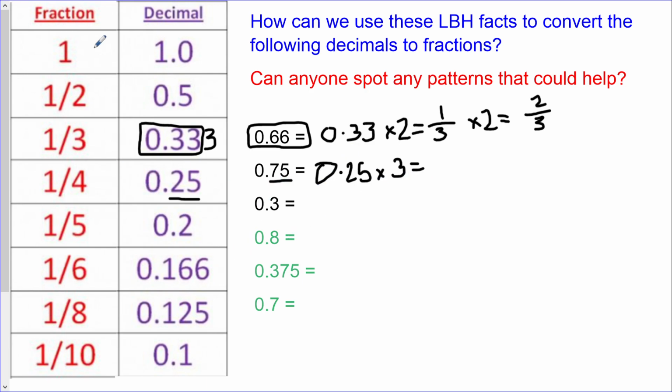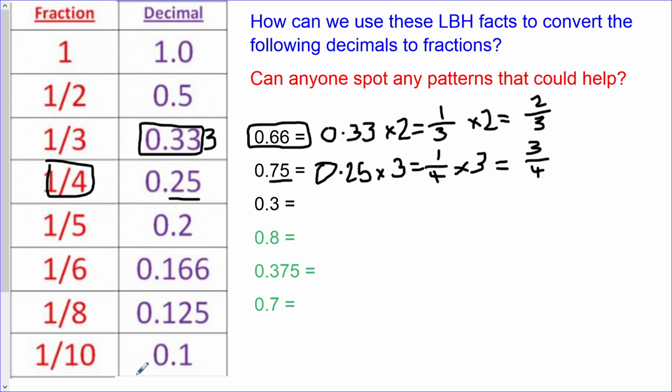But we also know, because of our learn by hearts, that 0.25 is exactly the same as 1/4. So if 0.75 is the same as 0.25 multiplied by 3, we can now substitute in 1/4 instead of the 0.25, so we also know that 0.75 is the same as 1/4 multiplied by 3. And once again, we have done proper fractions multiplied by whole numbers before. The denominator remains the same, and the numerator we multiply by the whole number. 3 times 1 is 3.